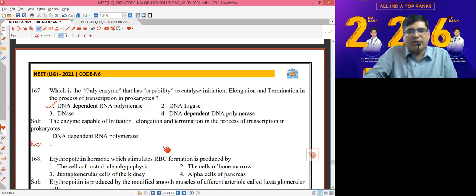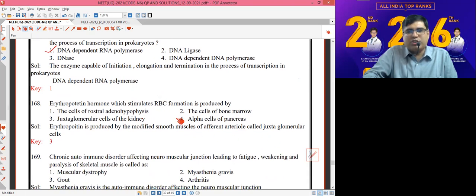So next we go with the erythropoietin hormone, which stimulates RBC formation, is produced by. It is again a repeated question, asked earlier too. So if we see the JGA cell, that is the juxtaglomerular apparatus cell of the kidney, erythropoietin is secreted and modified by the modified smooth muscle cells of the afferent arteriole, right? That we call the JGA cell.